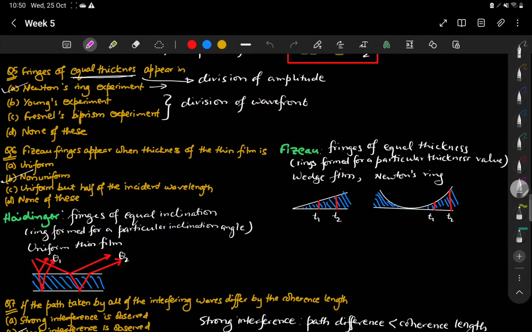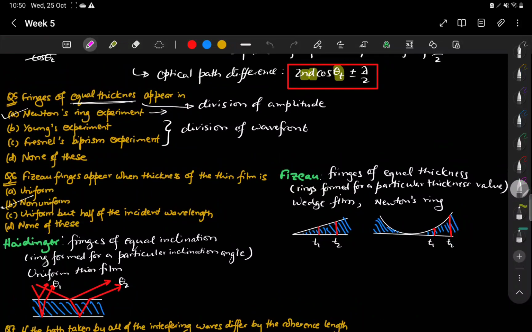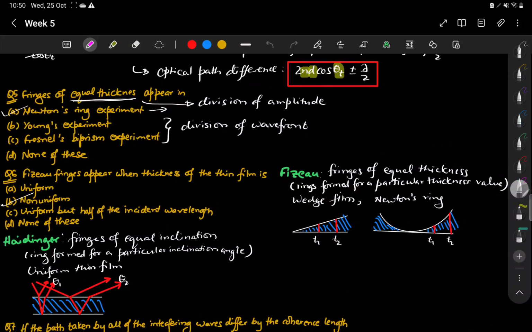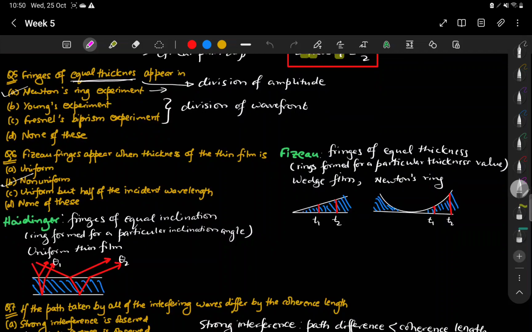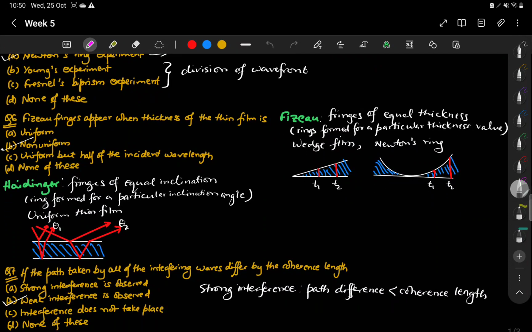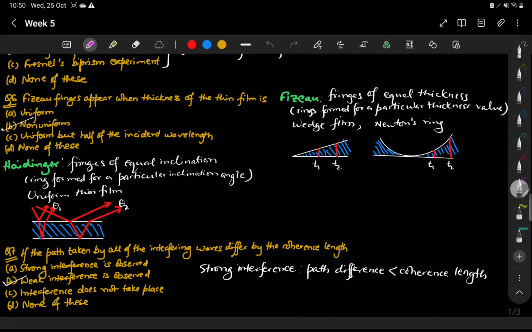Fizeau fringes appear when the thickness of the thin film is non-uniform. So Fizeau fringes are fringes of equal thickness, which are basically rings formed for a particular thickness value, and this occurs for a wedge film interference as well as for Newton's ring interference. The other type is Haidinger fringes, which are fringes of equal inclination, which is basically rings formed for a particular inclination angle, and this happens when we have a uniform thin film.